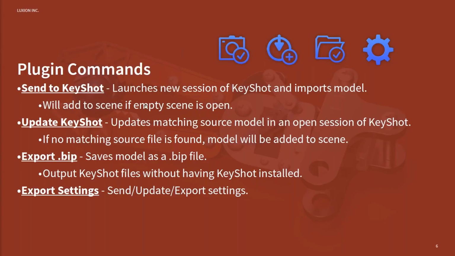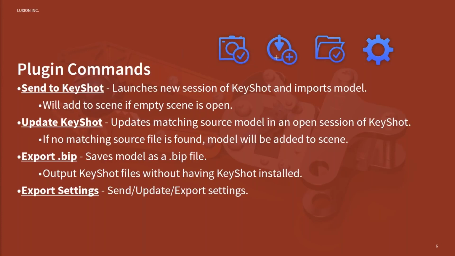If you have an empty scene open, so if you just launched KeyShot on your own and you have untitled.bip, it'll just add to the empty scene with the Send to KeyShot command.